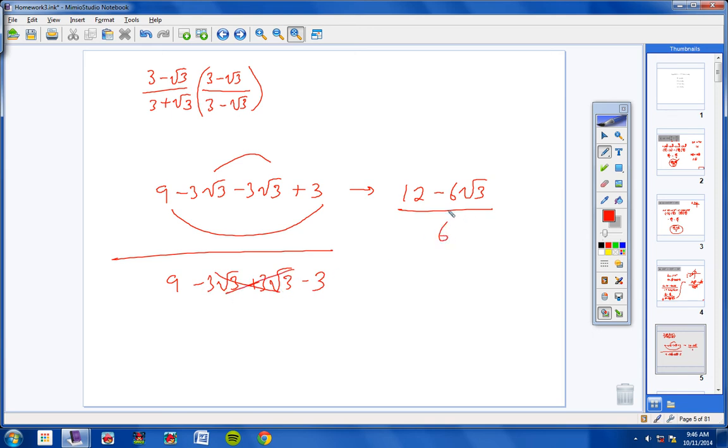Now, this is an outside number. This is an outside number. This is an outside number. In other words, they're not under a radical, so you can reduce. You can reduce this and divide everything by 6. Okay, so 6 goes into 6, 6 goes into 6, 6 goes into 12, 2. So your final answer is 2 minus square root of 3.